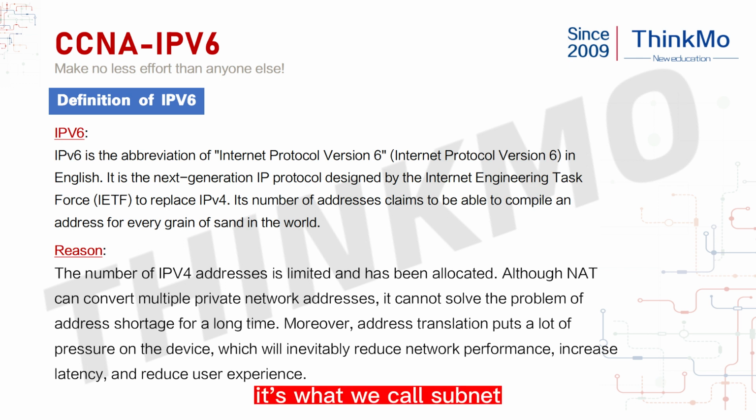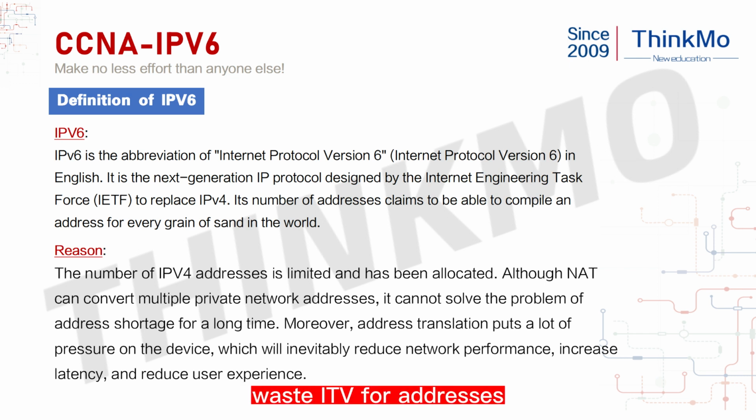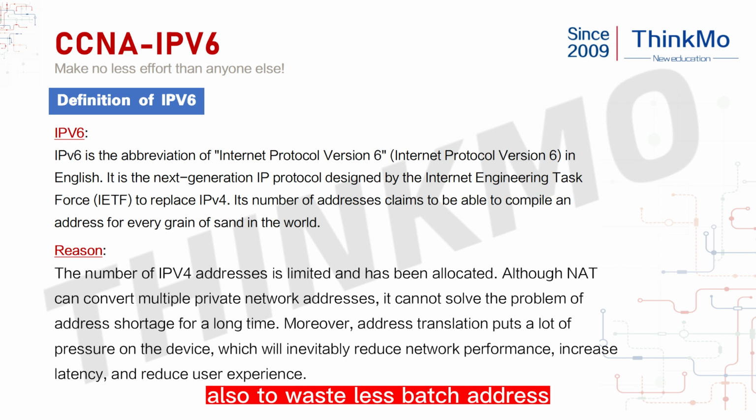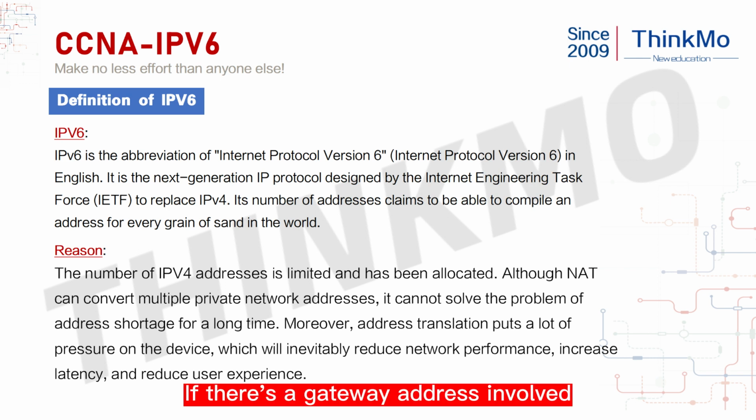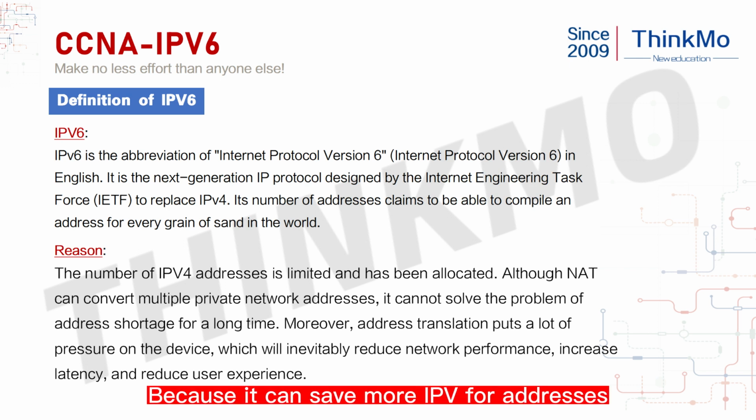It's what we call subnetting, a subnet mask of variable length. That's the technology for subnets. This technique can also prevent wasting IPv4 addresses. Of course, once you do subnets, you also waste fewer addresses. Let's say we divide a subnet. That's a waste of at least 2 addresses. If there's a gateway address involved, I'm going to waste 3 addresses. But it has more advantages than disadvantages, because it can save more IPv4 addresses.